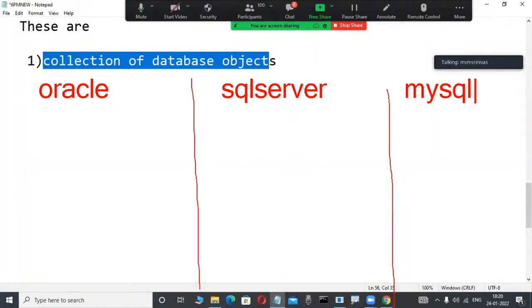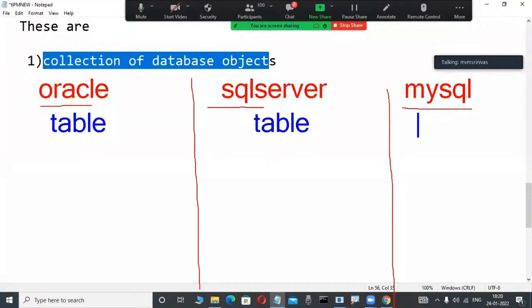Again, MySQL is a relational data model product from different companies. Okay, fine. But in Oracle, which database objects are available? Maybe a first-time newcomer has an idea. Table, no? Table is a database object. Here also a table is there. Here also a table is there. MySQL also has a table.